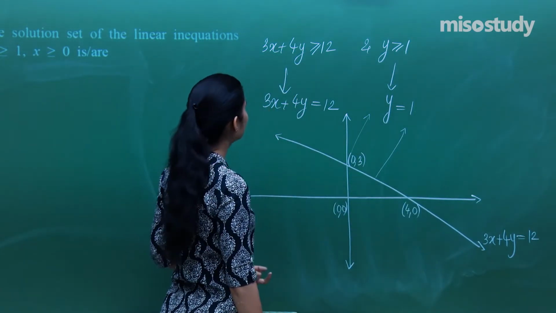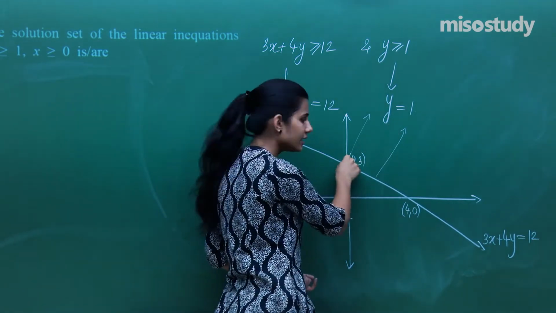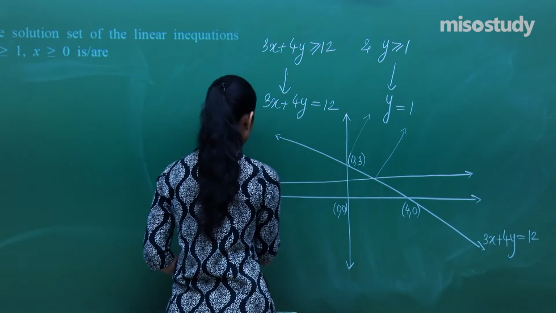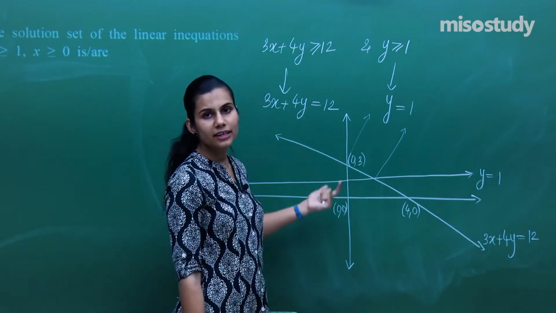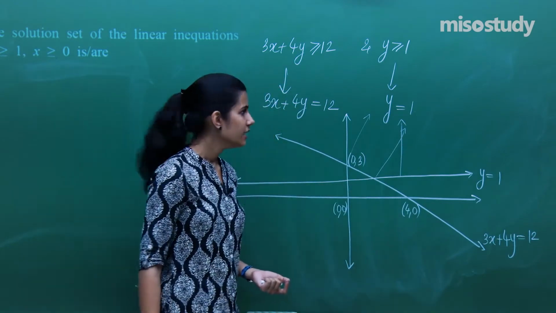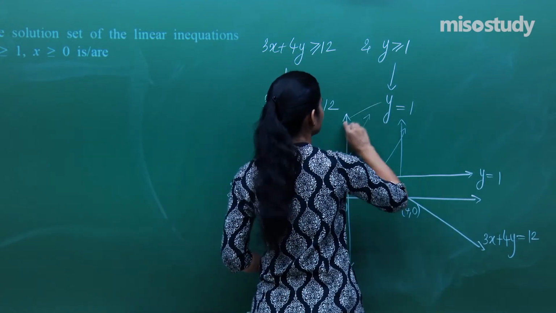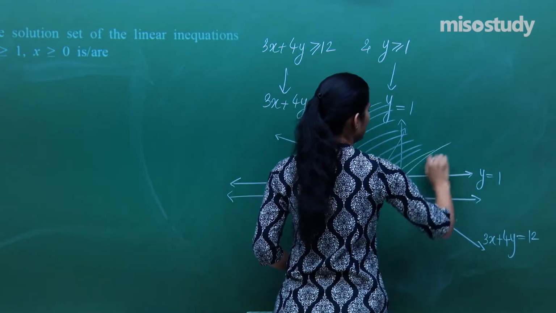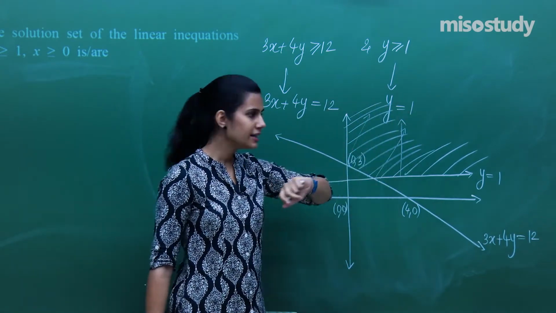Right? After this I have y is greater than or equal to 1. For that I want y equals 1. This is y equals 3. So y equals 1 will be somewhere here. This is y equals 1. Y equals 1 I want and y greater than 1 I want. So greater than 1 means on the above side. Right? And also you are given x is non-negative, so only the shaded region has to be in the first quadrant. So I basically get this.